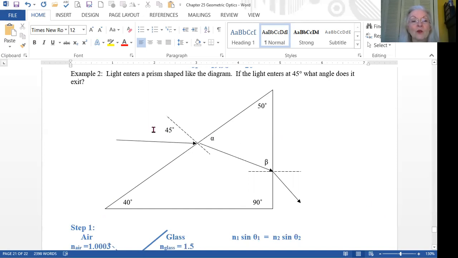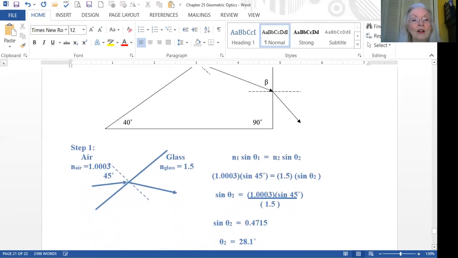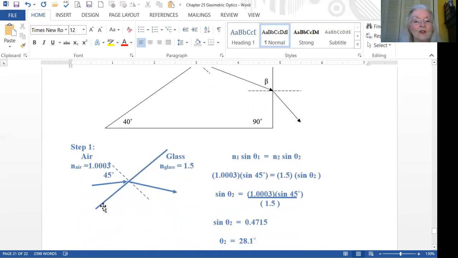So the first thing we do, we're going from air into glass. We know this angle, it's 45 degrees. We need this little angle. Notice that this little angle is not alpha, it's not beta, it's this funny little space right here. So that's the angle we'll be solving for. So I've only drawn part of our diagram. Here's part of it. This is just the line. Here's the light ray coming in. Here's our 45-degree angle. And we know we're in air. We know we're going into glass. And we have the index of refraction for air and the index of refraction for glass. So it's just like the previous problem.